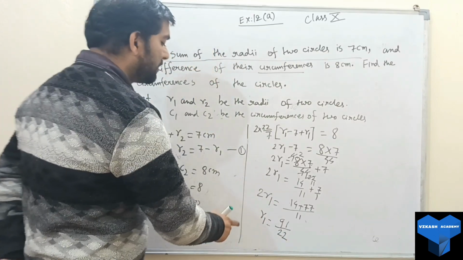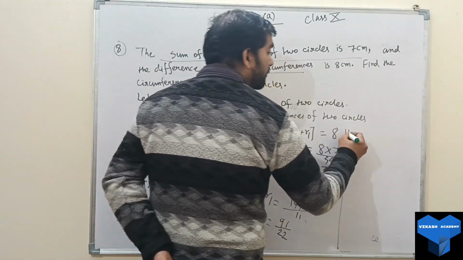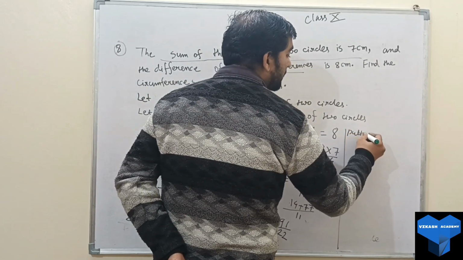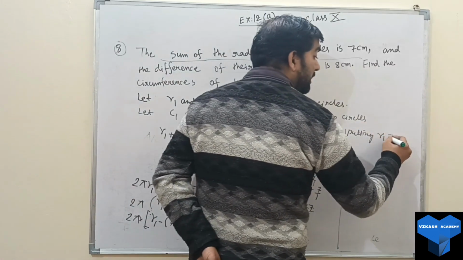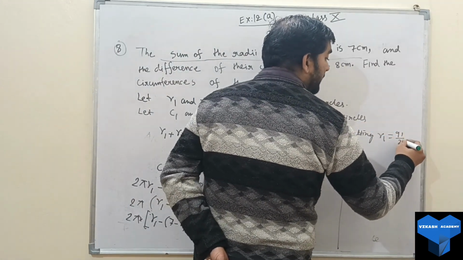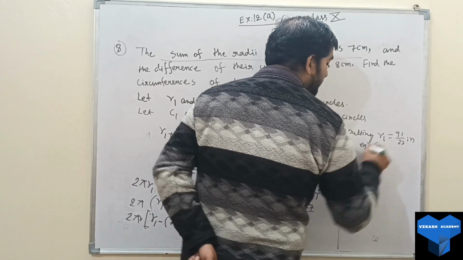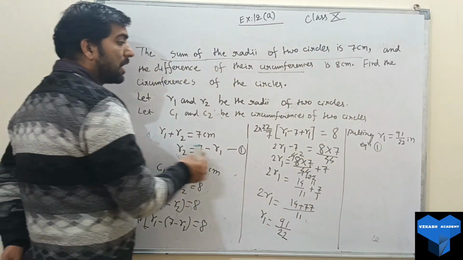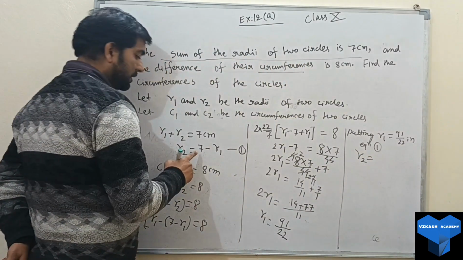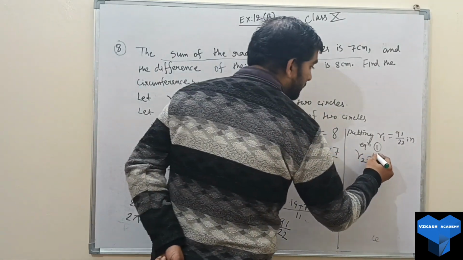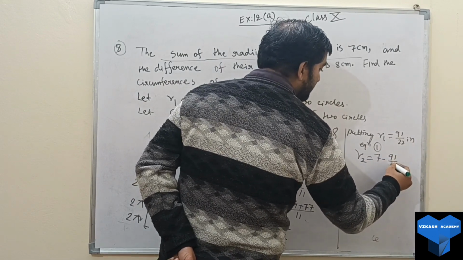Next step, we got R1 now. Putting R1 is equal to how much? 91 by 22 in equation 1. So equation 1 is here. R2, I will write R2 equal 7 minus R1. So 7 will be 7. R1 is how much? 91 by 22.